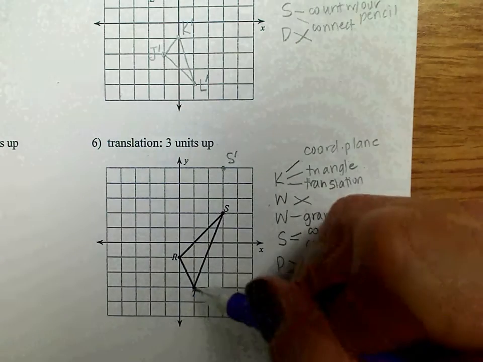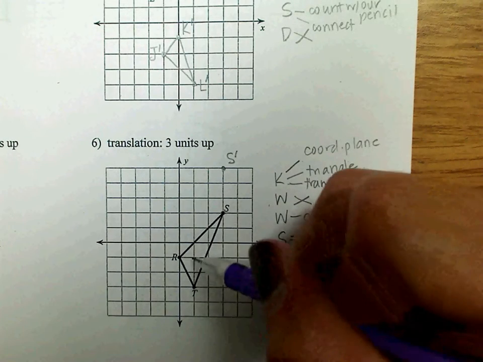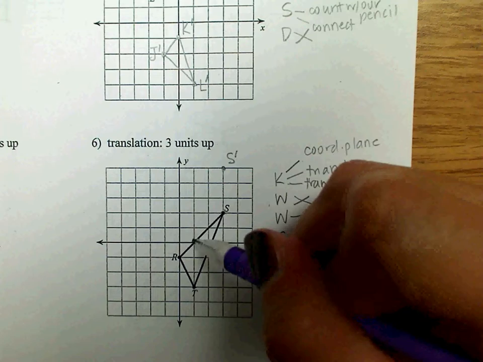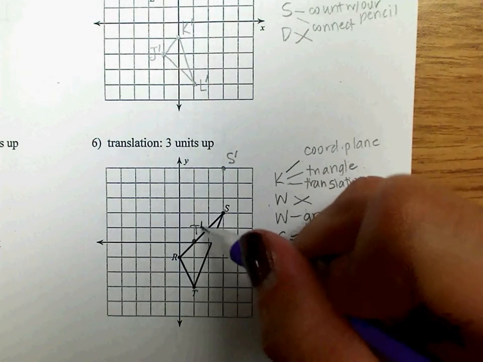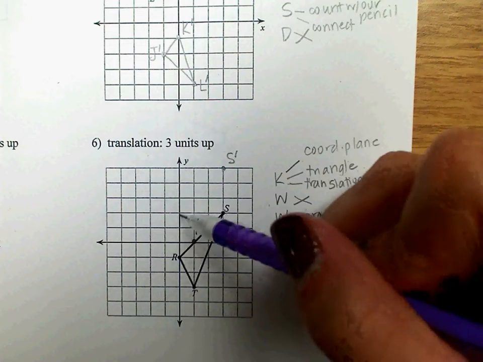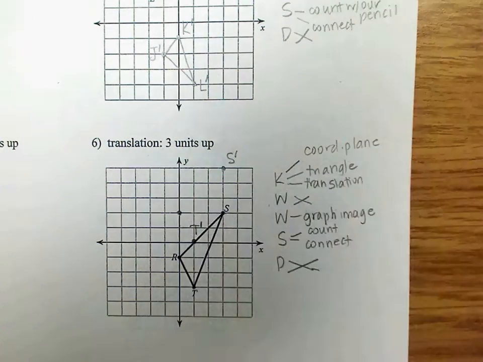Then I go to T, and I go up 1, 2, 3. Ooh, that's a little weird. It ends up on the pre-image, which is okay. T prime, and then this one goes up 3. 1, 2, 3. Okay, now just pause with me.